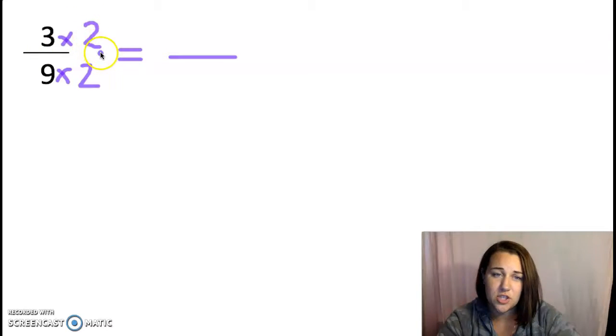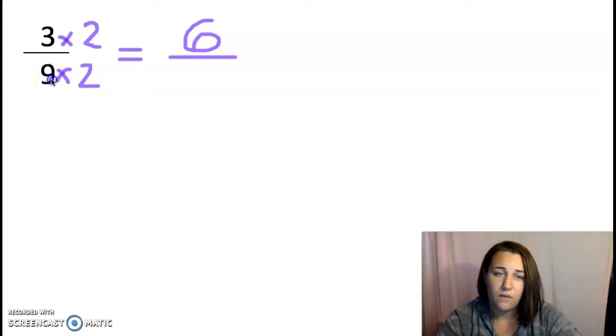So I'm going to skip count by 2 on my 3 touch points. So 2, 4, 6. So 3 times 2 equals 6. I'm multiplying my numerator, so this goes in my new fraction in the numerator. Now I have to do the bottom, because whatever I do to the top, I have to do to the bottom. So now I'm going to do 9 times 2. And I'm going to do the same thing. I'm going to skip count by 2 on my touch points. So I have 2, 4, 6, 8, 10, 12, 14, 16, 18.